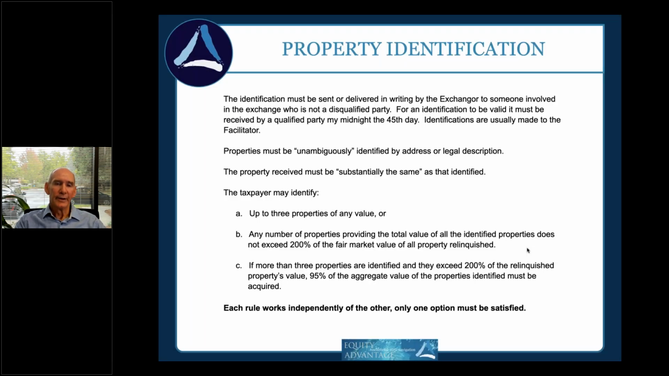Property ID, you've just got to meet one of these three rules: the 3 property rule, the 200% rule, or the 95% rule. Basically, the 3 property rule is the most liberating, I guess I'd say. The 200% rule says that you can ID more than 3 properties. Total value of the properties ID'd couldn't exceed 200% of the relinquished property's value.